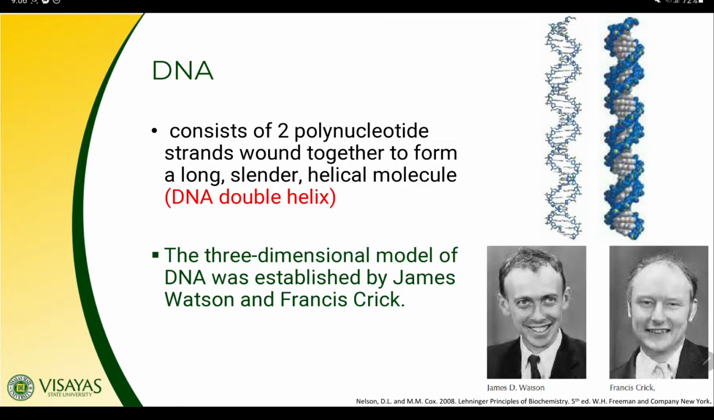So we start with DNA. The DNA consists of 2 polynucleotide strands which are wound together to form long, slender helical molecules. So we have a double helix structure for DNA. Here, for example, we have our first strand and we have our second strand. As you can see, they are wound together to form a helical structure. Now this 3D model of DNA was established by James Watson and Francis Crick.